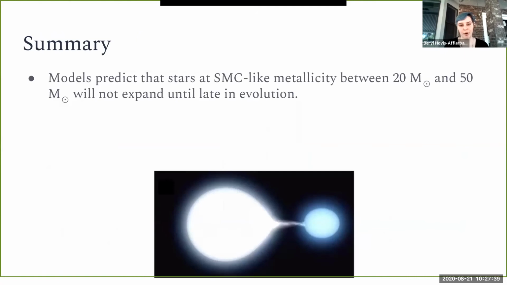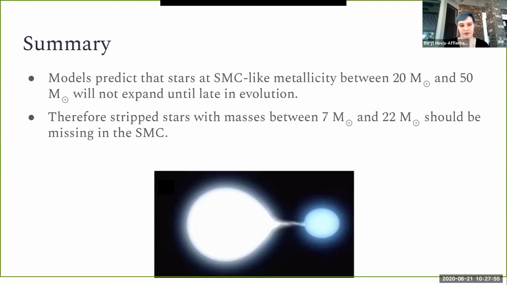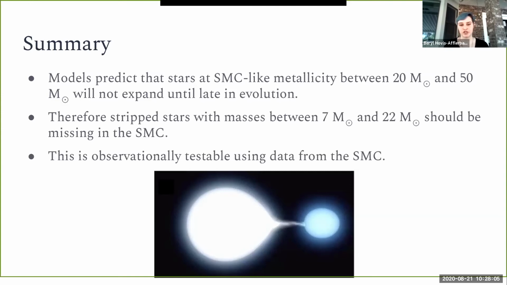So in summary, our models predict that in the Small Magellanic Cloud, stars with initial stellar masses between 20 and 50 solar masses will not expand until very late in their evolution, and therefore will not create long-lived stripped stars. And therefore we expect stripped stars with masses between 7 and 22 solar masses to be missing or very rare in the Small Magellanic Cloud. And this prediction is observationally testable using data from the Small Magellanic Cloud.